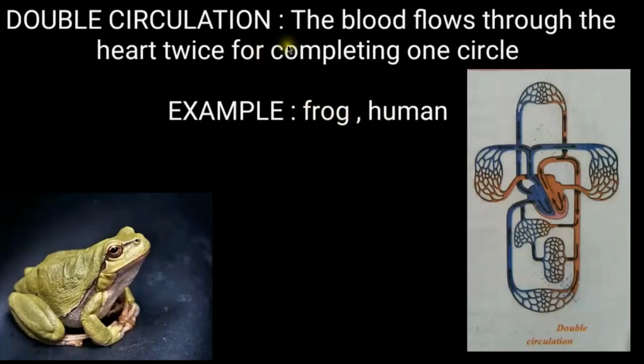So what is double circulation? When the blood circulates twice through the heart in one complete cycle. That phrase, don't forget: in one complete cycle. That is known as what? Double circulation.